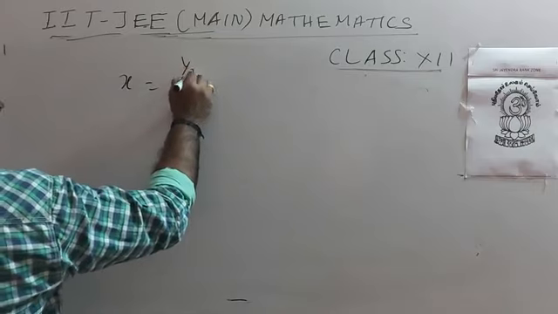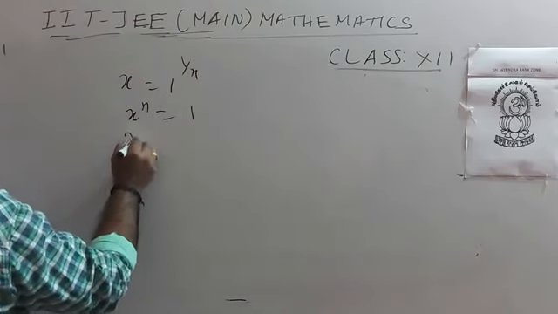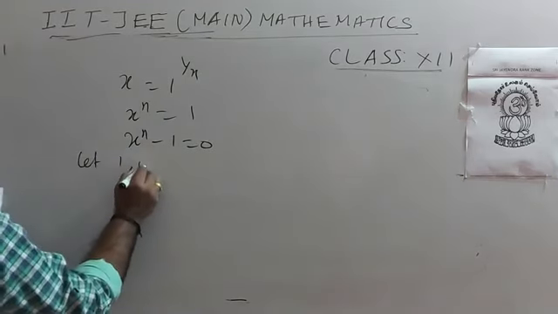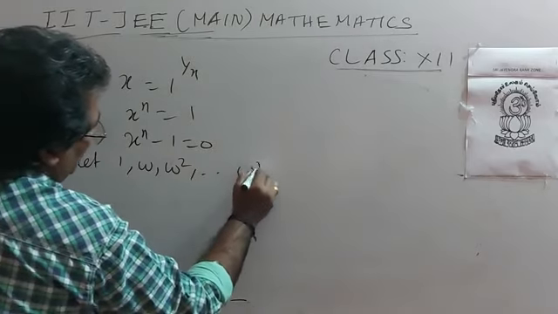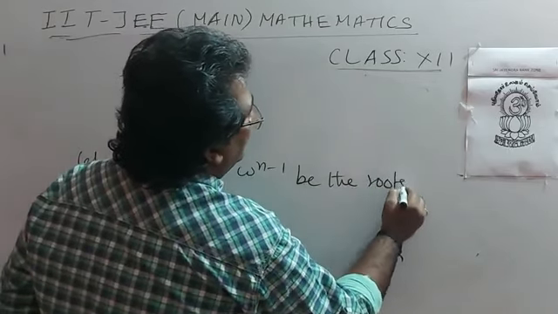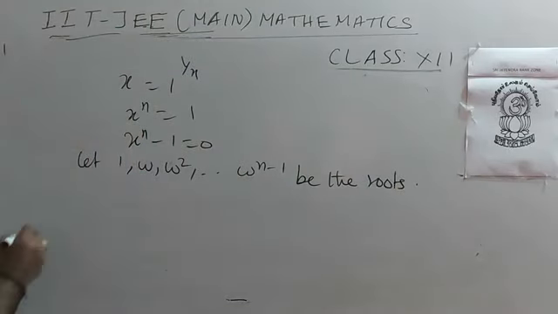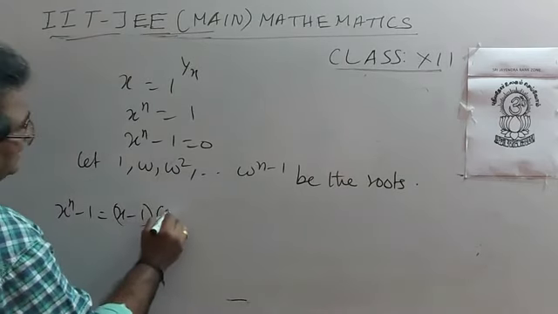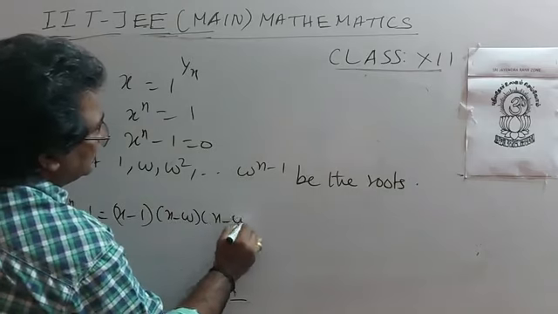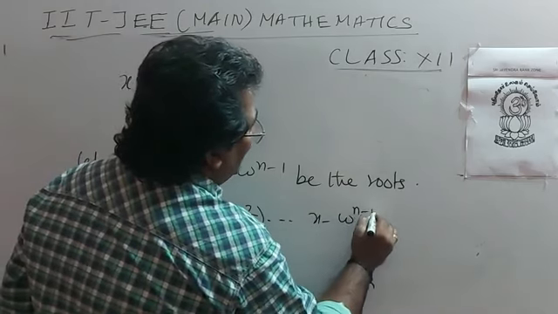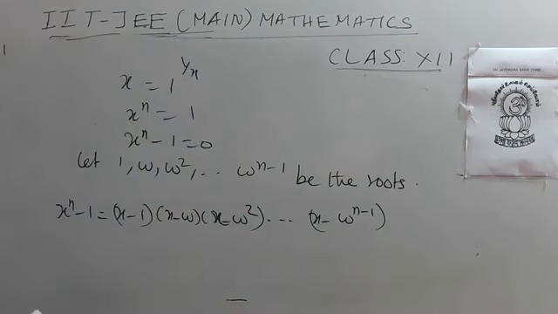So, nth roots of unity can be written as x power n equal to 1. We can write x power n minus 1 equal to 0. Let 1, omega squared up to omega power n minus 1 be the roots. So the roots can be transformed into factors. So x minus 1 is a factor, x minus omega, x minus omega squared, etc., x minus omega power n minus 1.